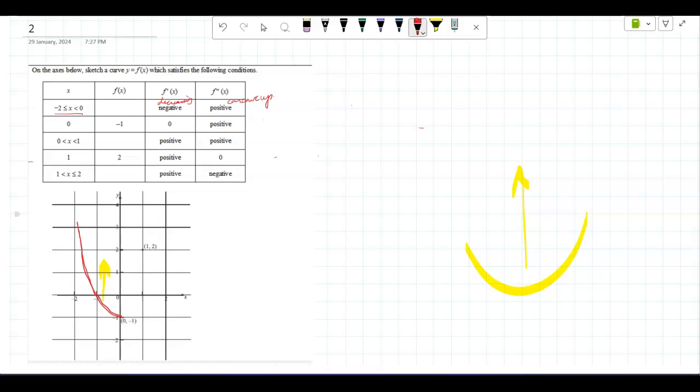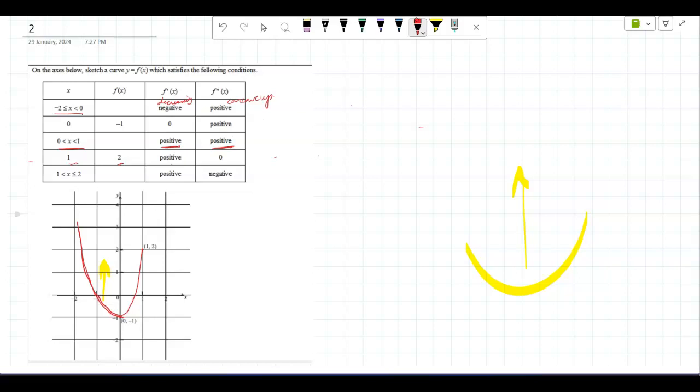Now, between 0 and 1, its derivative is positive, means it's increasing, and it's concave up. It's increasing and concave up till this point. It's given, so you have to go to the next point, passing through it.